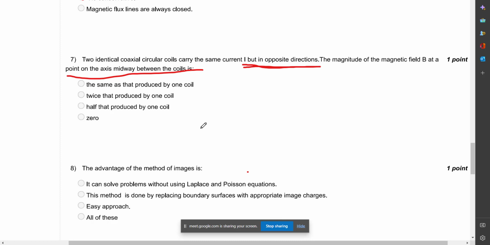Answer is zero, madam. Yes, 0. Very good. Why? Because we have two conductors, for example, one conductor carrying 5 ampere and another carrying minus 5 ampere. The total magnetic field B is B1 plus B2. Adding both, zero will come. Yes, very good.